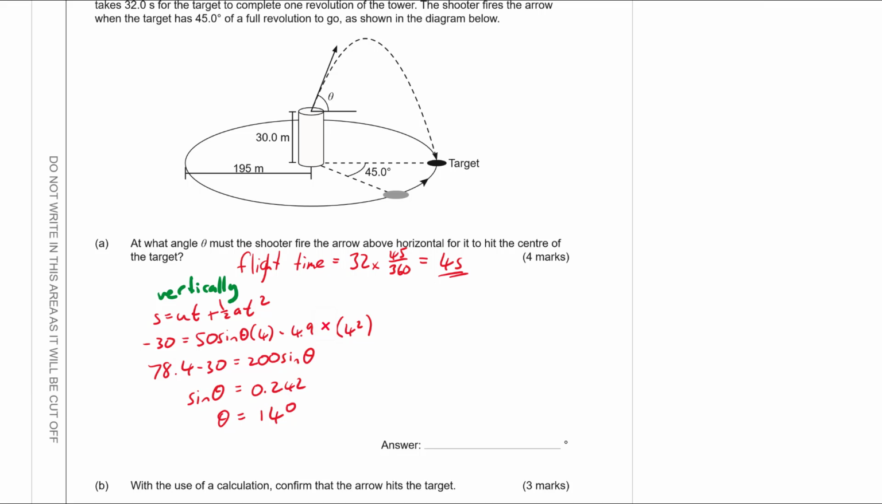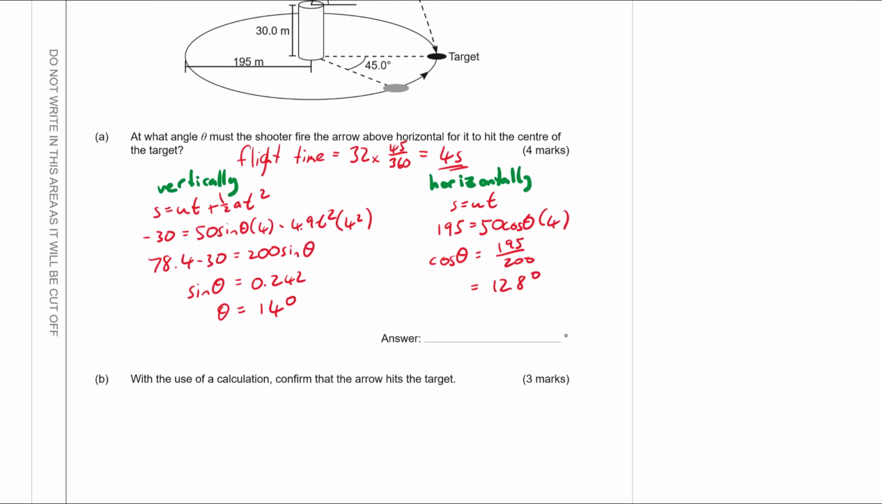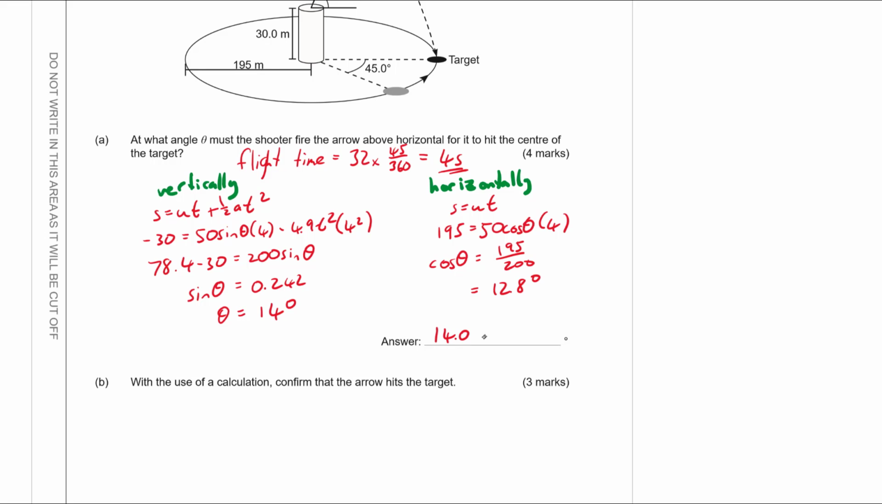Now, you might have done it using the horizontal components, which is actually what I did when I first did this question. Now you've got S equals UT. Nice and easy. And 195 is going to be equal to 50 cos theta multiplied by that 4. And if you simplify that, you get cos theta is equal to 195 over 200, which ends up being 12.8 degrees. Now notice that they're different, right? So you got 14.0 and 12.8. So the acceptable answers would have been 14.0 or 12.8, depending on what method you took. Both would have been acceptable.